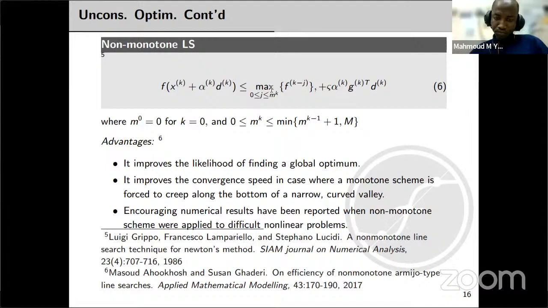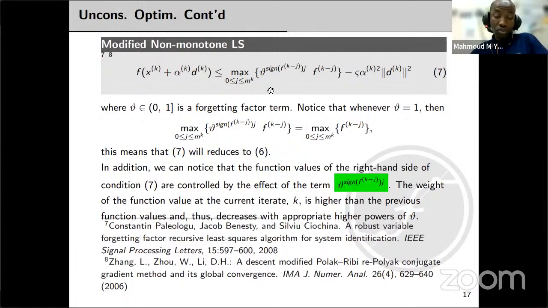What we propose here is simply called the modified non-monotone line search, whereby in the max term we incorporate one particular term, which is stated as V to the power of a sigma function multiplied by this. V is taken to be in the interval 0 to 1. Normally we call this term the forgetting factor, and we are not the first to call it that. Some researchers back in 2008 used this concept of a forgetting factor in another approach, in the paper called robust variable forgetting factor recursive least squares algorithm for system identification. We studied the approach they used in their own setting, and then we tried to incorporate the same concept into this setting of non-monotone line search. You can see clearly that when V is taken to be equal to one, we recover the previous classical non-monotone line search approach.